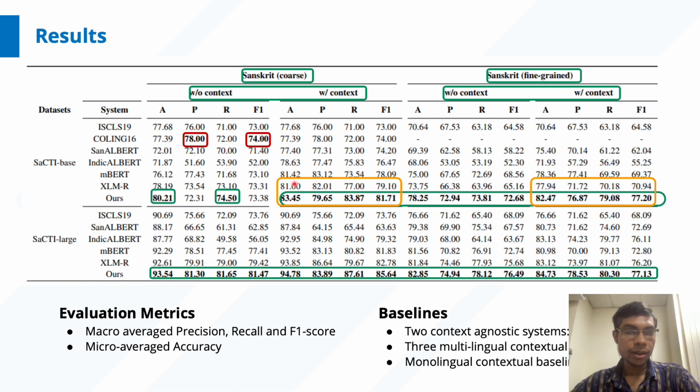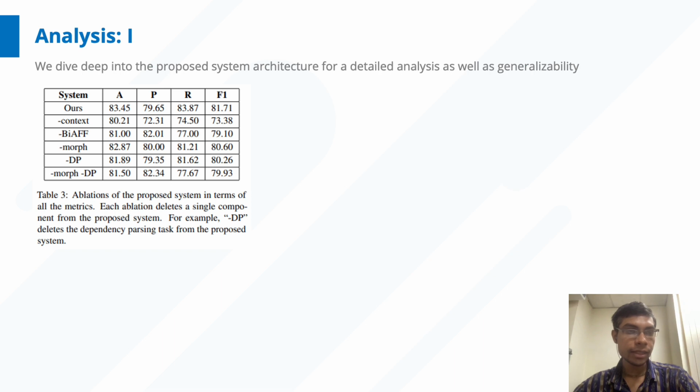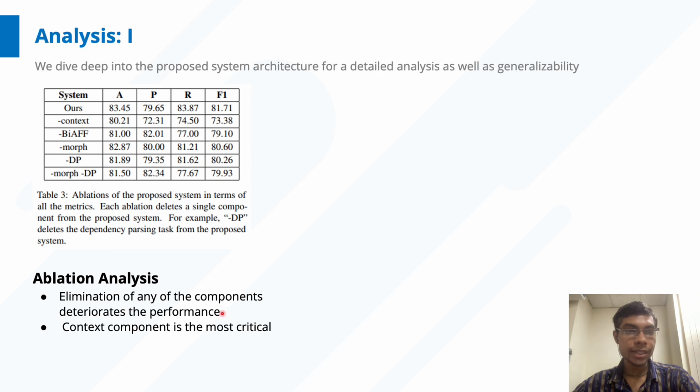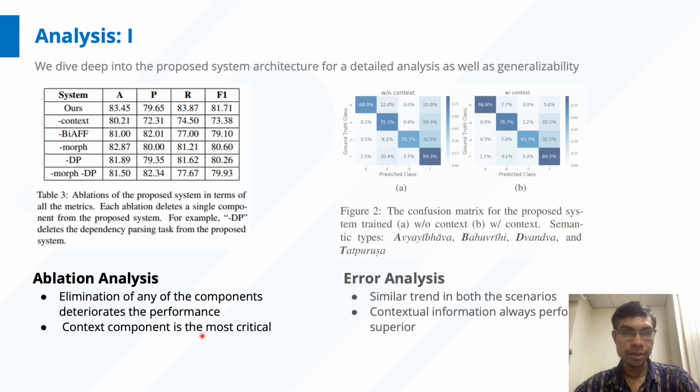And if you contrast between the broad and the fine grain improvement, in fine grain there is huge improvement in the classification. So this again highlights the efficacy of our proposed architecture. Coming to the analysis section, we performed ablation analysis, and we found that elimination of any component deteriorates the performance, and out of all the components, context is the most crucial component.